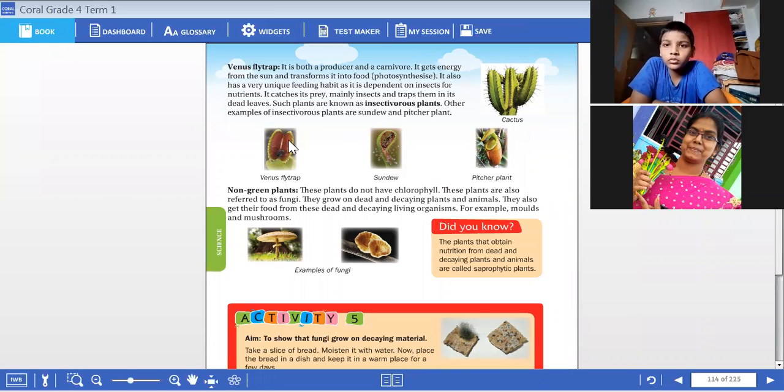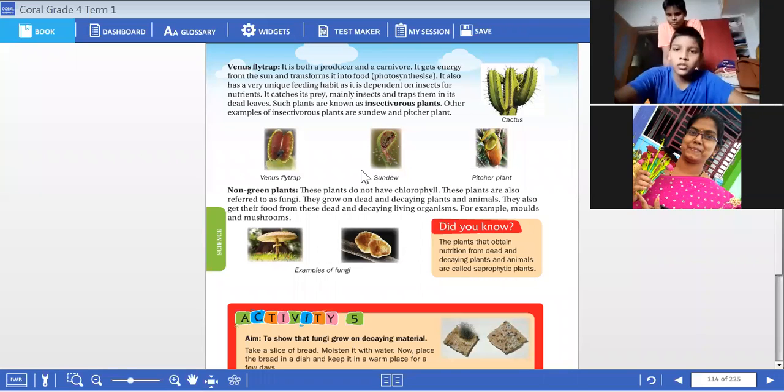These are its leaves, children. The Venus flytrap looks like this. When an insect comes inside its leaves, it closes its leaves, and it will eat the insect for the sake of its nutrients. This is not the only plant which eats food. Like this, some other plants are there. Sundew, pitcher. These are the other plants.